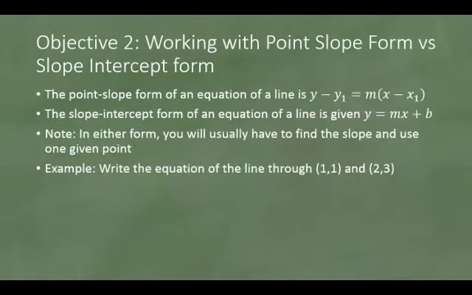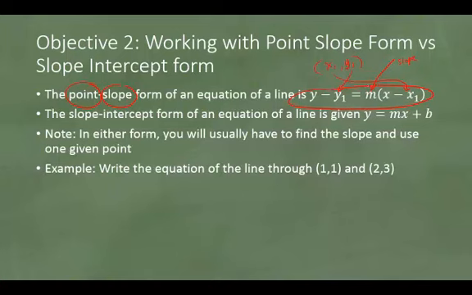Working with point-slope form versus slope-intercept form. The point-slope form of an equation of a line is given to you by y minus y1 is equal to m times x minus x1. In other words, you're given a point and a slope. You're given 1 point, x1, comma, y1, and you can use those values and the slope to find the equation of a line.